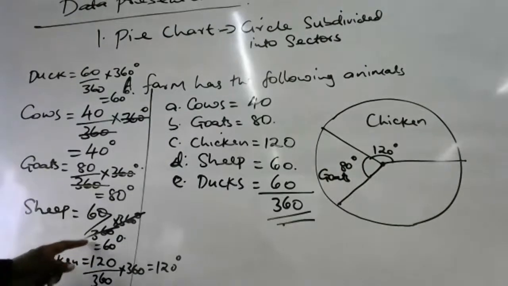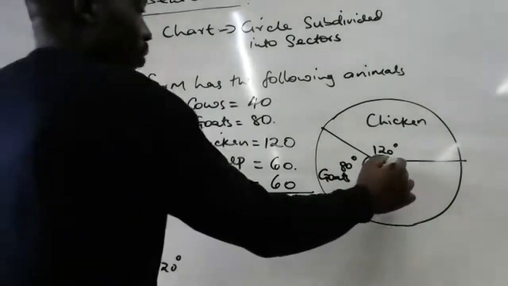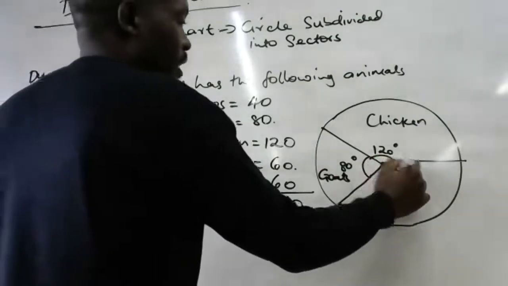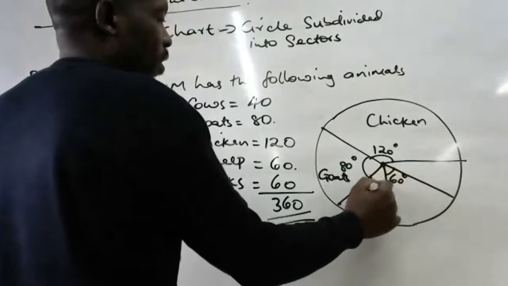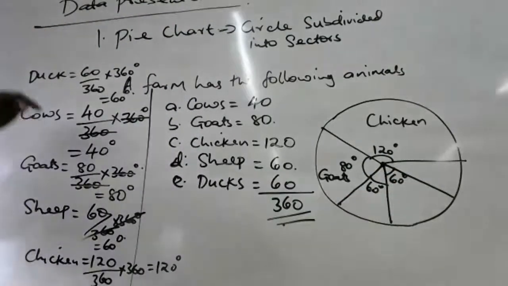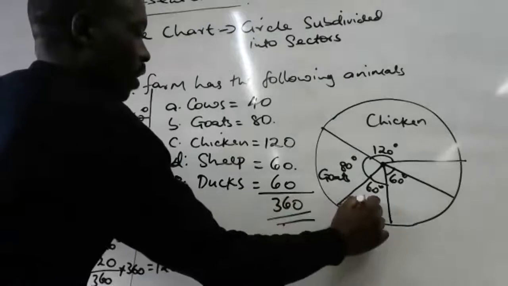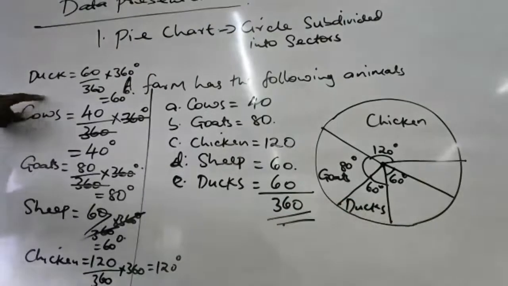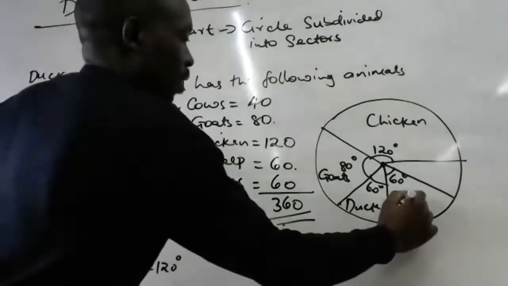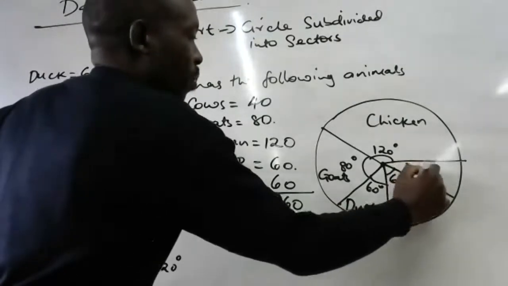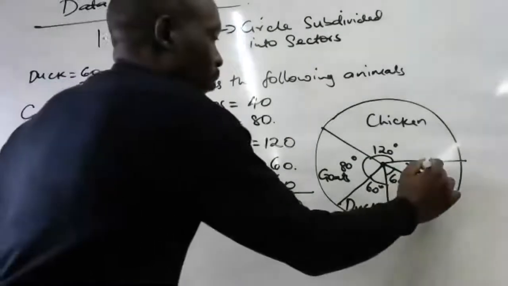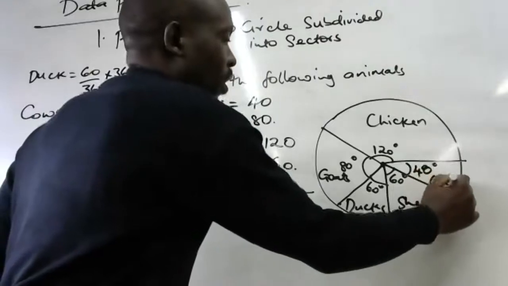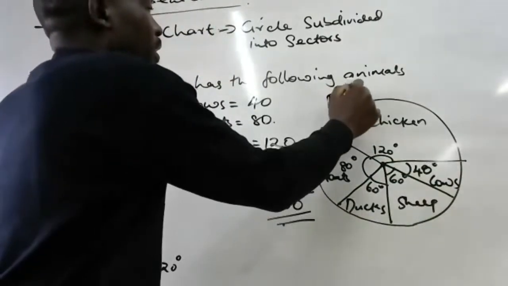Then we have got 60. That is 60, and that is 60. This is 60 degrees, one representing ducks and the other one representing sheep. The other one would be 40 degrees, and that 40 degrees is representing the cows. And that is the pie chart.